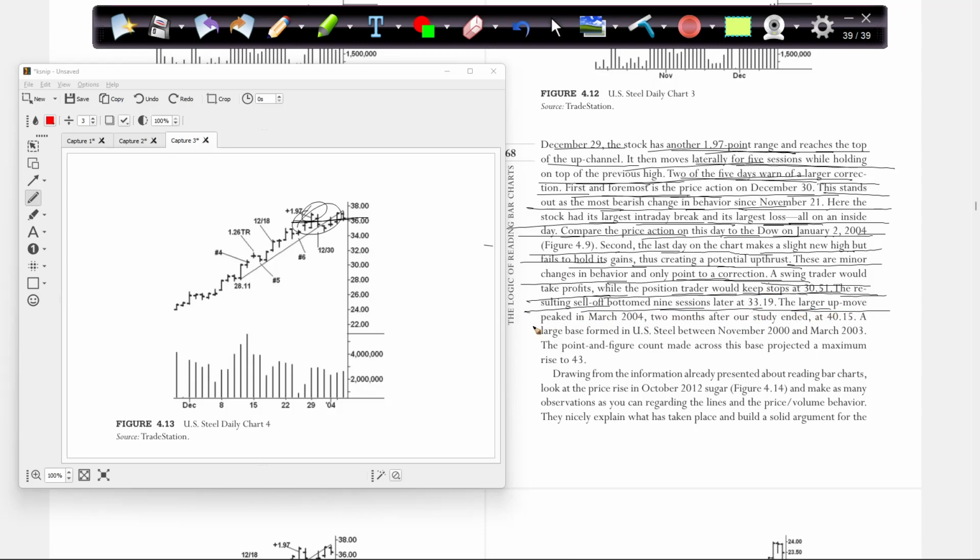The larger up move peaked in March 2004, 2 months after the study ended at 40.15. A large base formed in US Steel between November 2000 and March 2003. The point and figure count made across this base projected a maximum rise to 43.